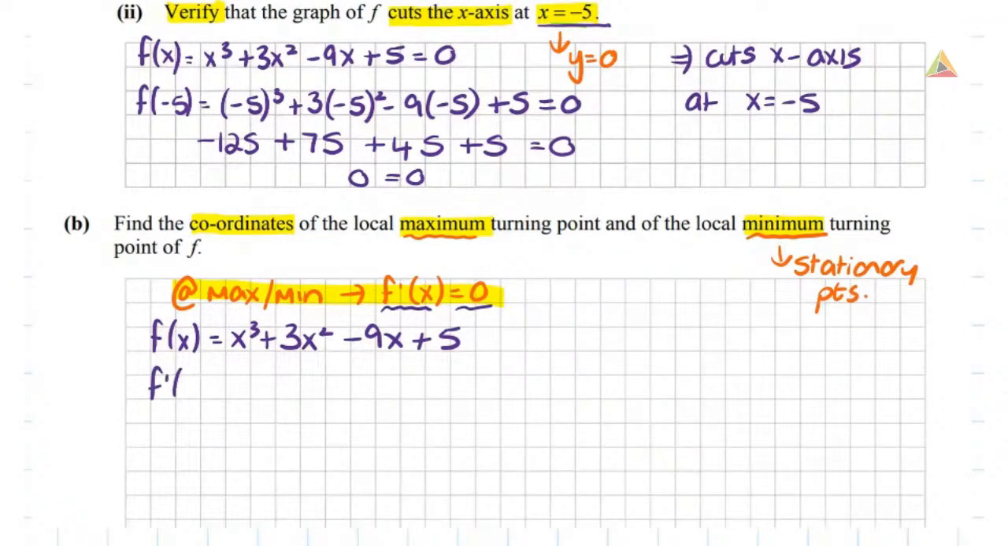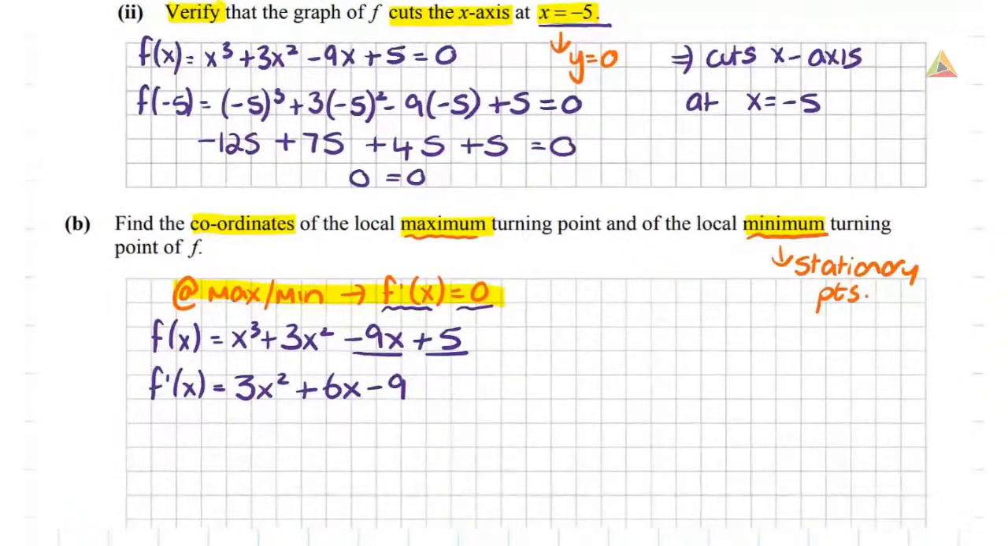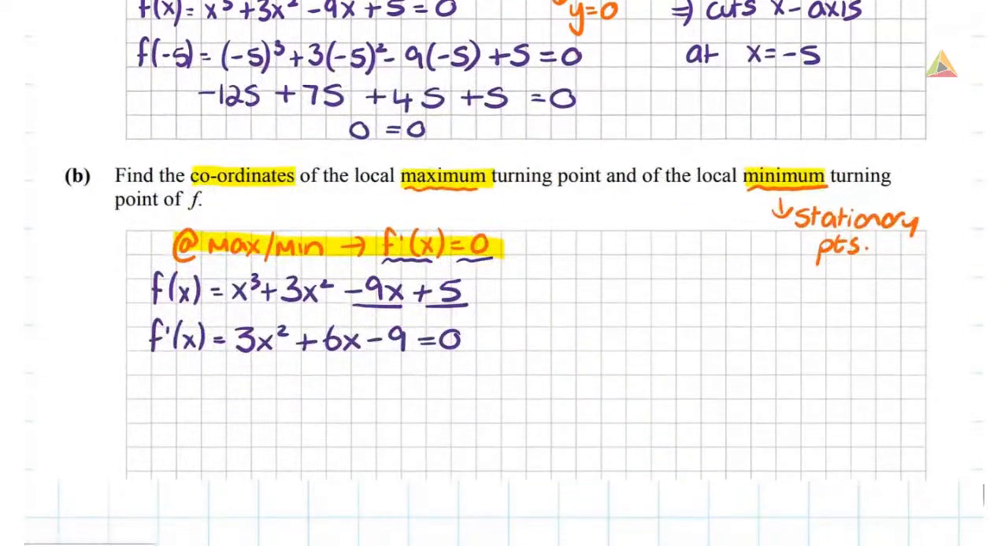So f dash x, remember we multiply down by the power, so the 3 comes down in front and we reduce the power by 1. The 2 comes down, multiplies the 3, we get 6x to the power of 1. If it's a number in front of the x, which we have here, you just drop the x, and if it's a constant on its own, it goes to 0 when you differentiate. So we're letting our first derivative equal to 0, and you'll see right there you have a quadratic.